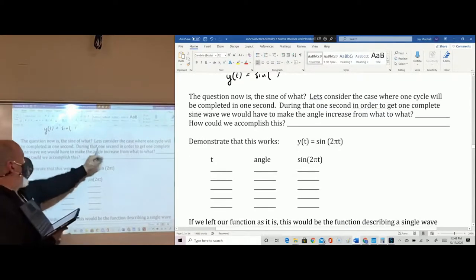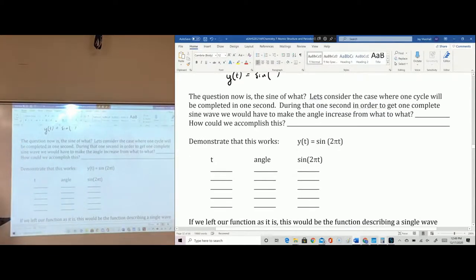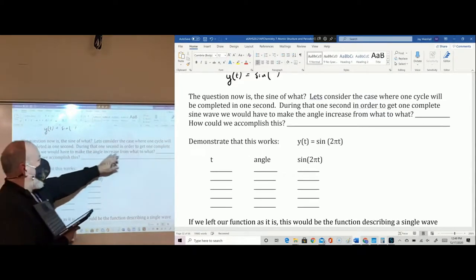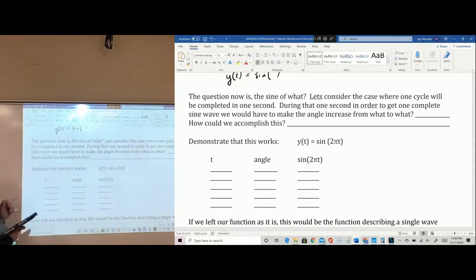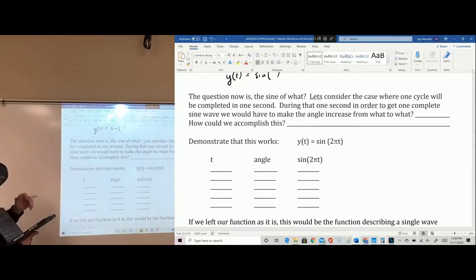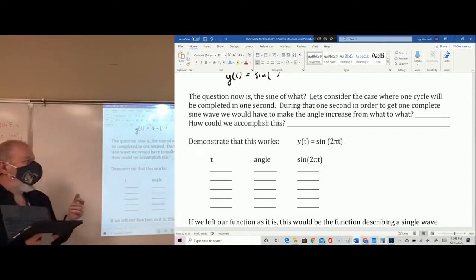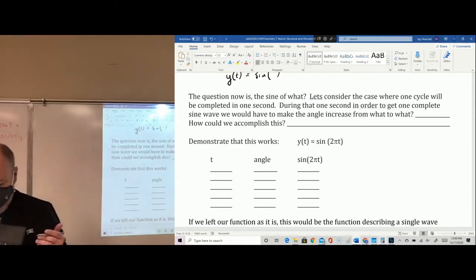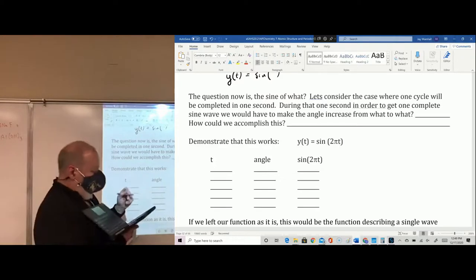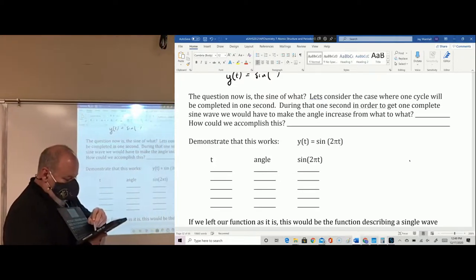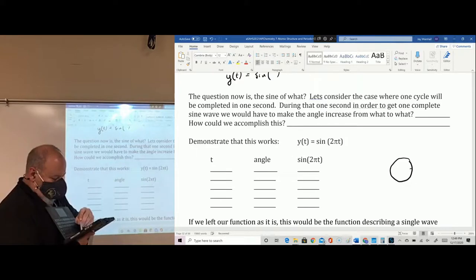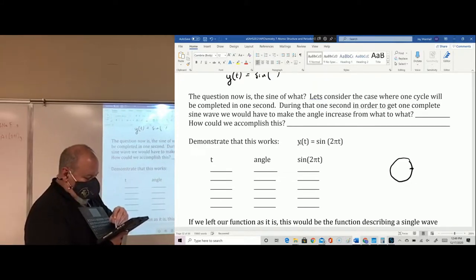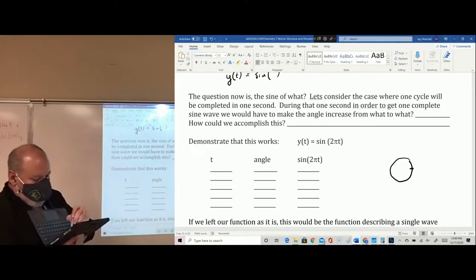Let's consider our case where one cycle will be completed in 1 second. During that 1 second, in order to get one complete sine wave, we would have to make the angle increase from what to what? In order to get one complete sine wave going around the circle here, I'm going to have to go from what? 0 to 2 pi.